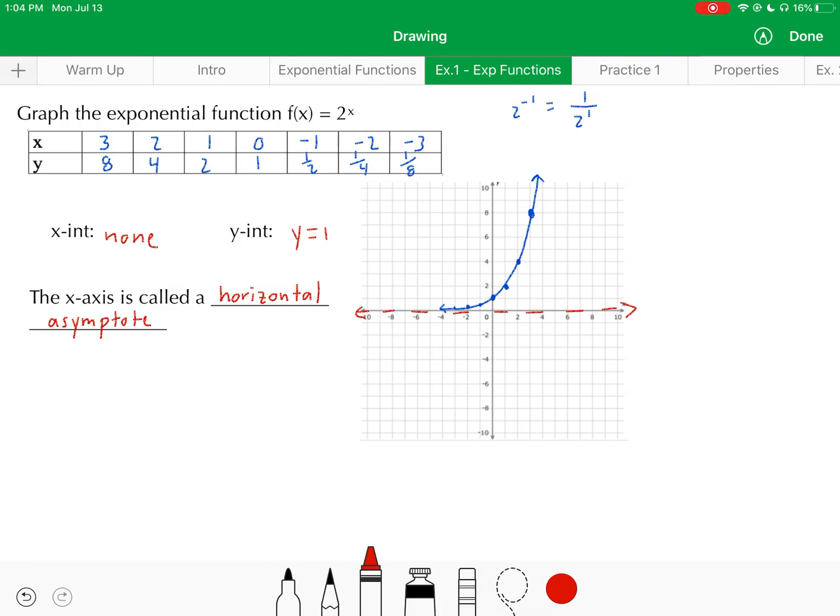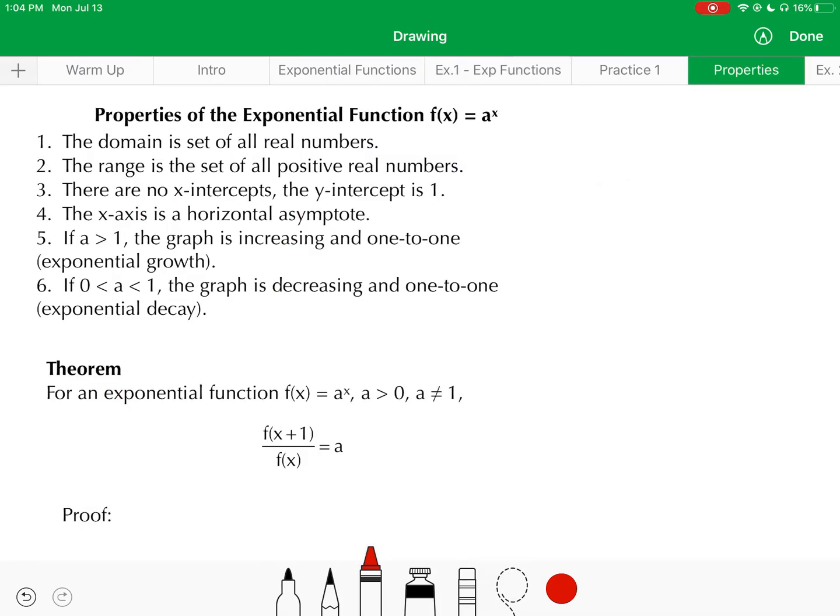So I put together a list of properties that include some of those observations that we just made. So for any function of the form f of x equals a to the power of x, we know the domain is going to be the set of all real numbers.